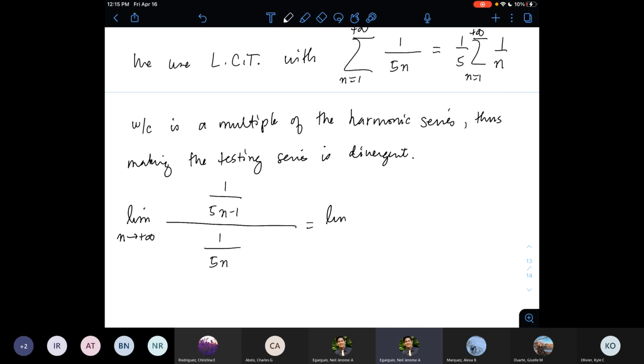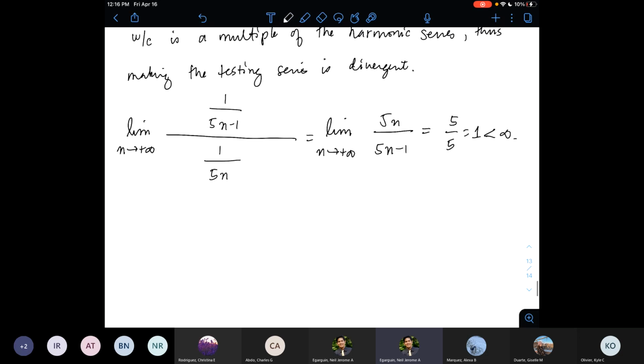Because when you simplify this, this will become 5n over 5n minus 1 as n approaches infinity. Top is degree 1, bottom is degree 1, equal degrees, divide the coefficients. Limit is equal to 1, which is finite. So by the limit comparison test, the summation of 1 over 5n minus 1, going from 1 to infinity, is divergent.